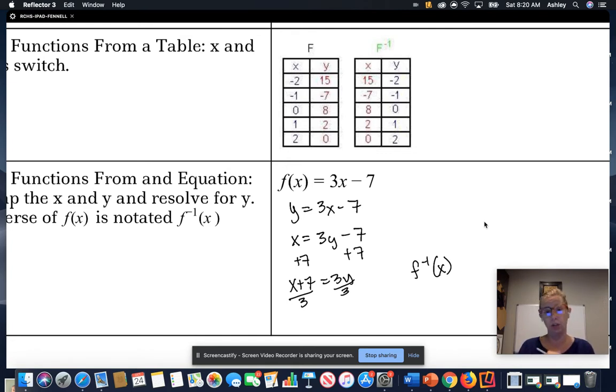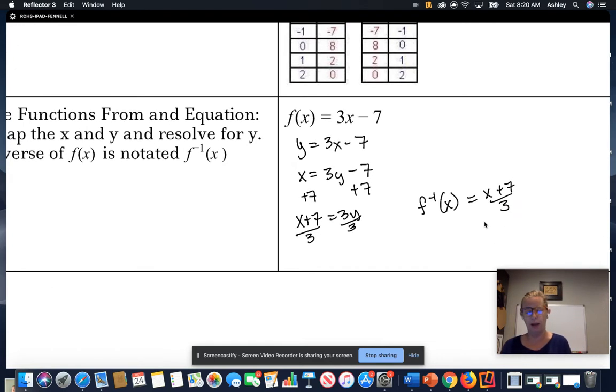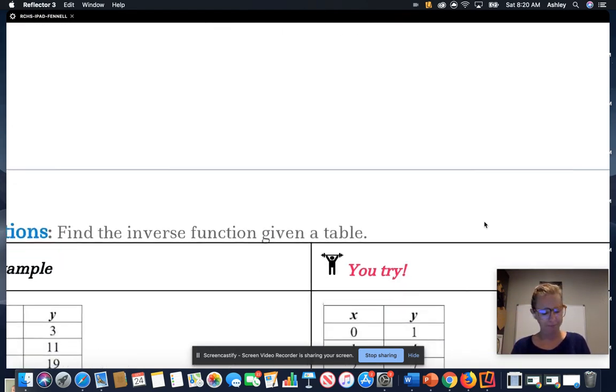This is notation for an inverse function, and it is going to equal x plus 7 over 3, which you could change the way the format is written if you wanted, but that is the inverse function of the linear function 3x minus 7. If you were to graph both of those linear functions, you'd notice they are a reflection of each other over the line y equals x. If you were to plug in x and y values to create a table, you'd notice that the inputs and outputs switch. So that's what we're doing here.